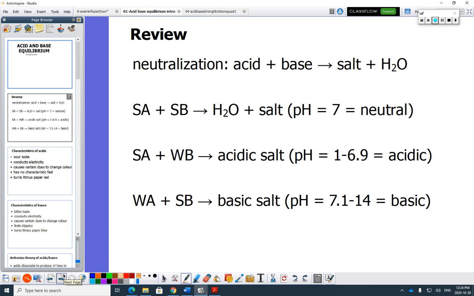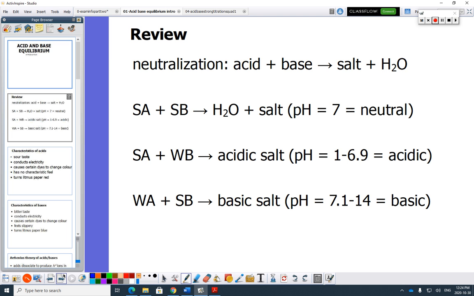actually in grade 10, your grade 10 teacher probably gave you a very limited definition of what an acid and a base are and neutralization. So they probably said things like an acid and a base make salt and water, which is fine. However, that is not always true.